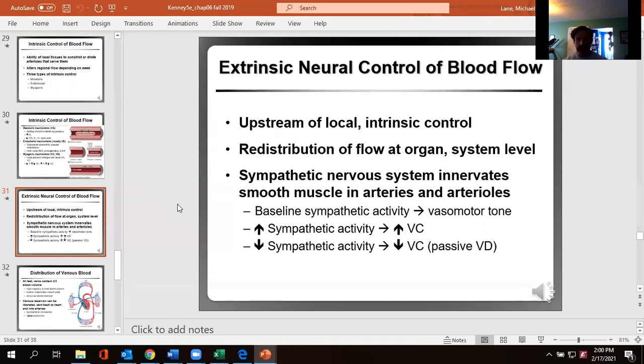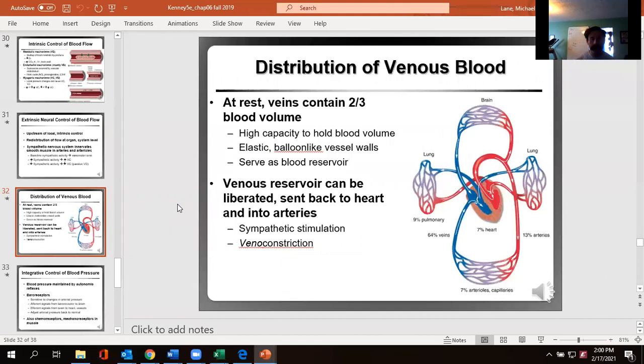Now, when we're at rest, most of our blood is just sitting in our veins. This is good. They're what's known as capacitance vessels. They're naturally meant to be elastic. They can hold a lot of blood in there, and that's going to be our reservoir, so to speak.